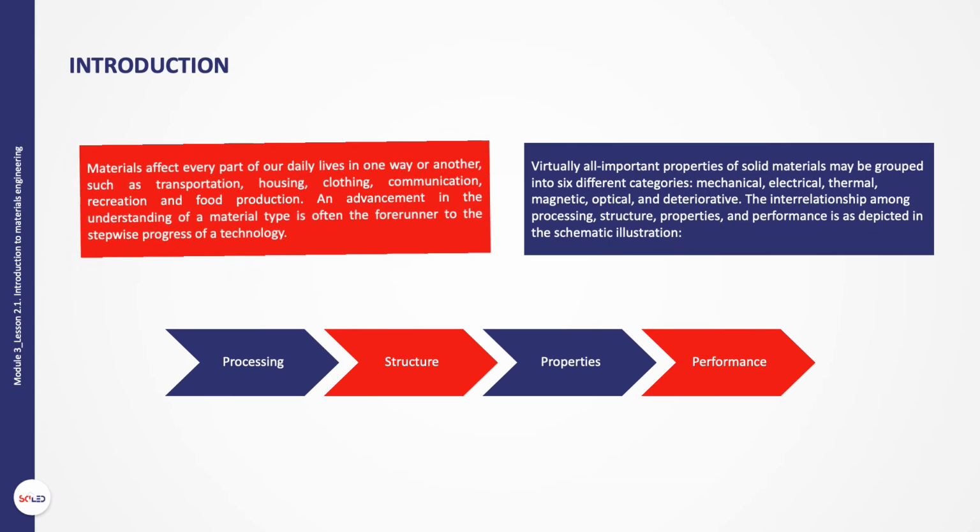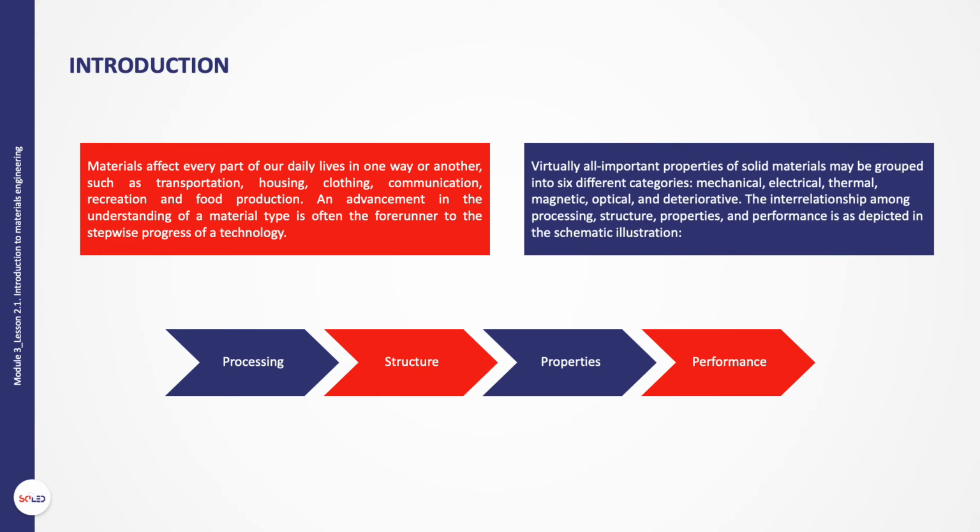Introduction. Materials affect every part of our daily lives in one way or another, such as transportation, housing, clothing, communication, recreation and food production. It wasn't until relatively recent times that scientists came to understand the relationships between the structural elements of materials and their properties. An advancement in the understanding of a material type is often the forerunner to the stepwise progress of a technology.